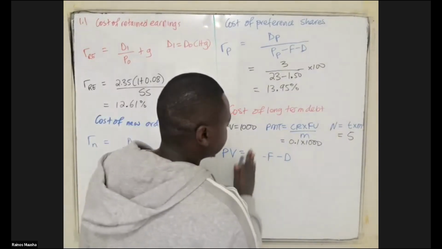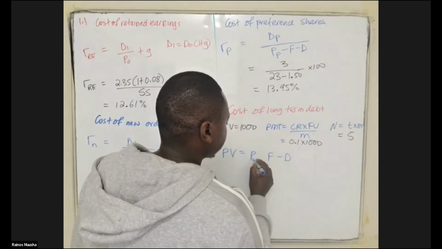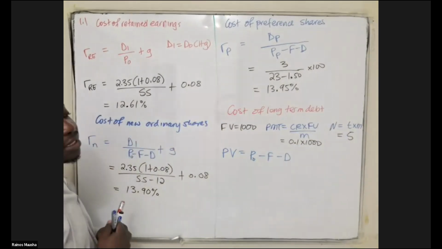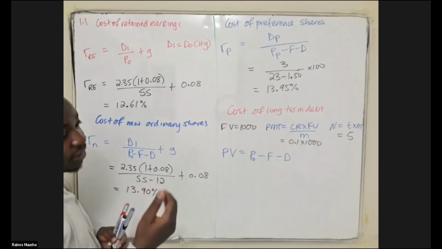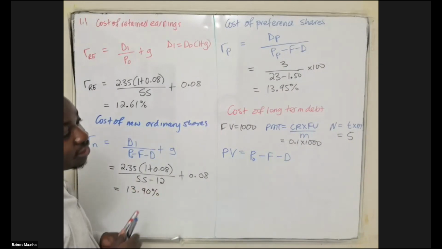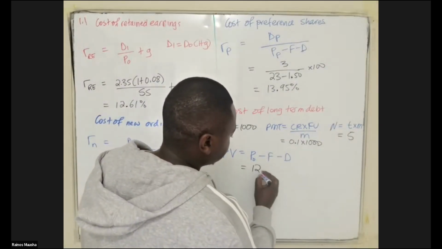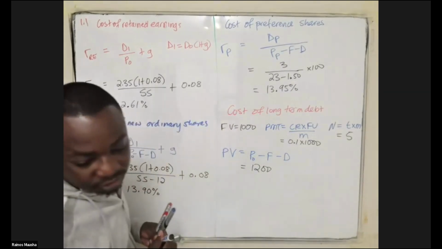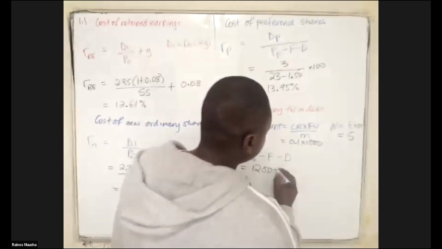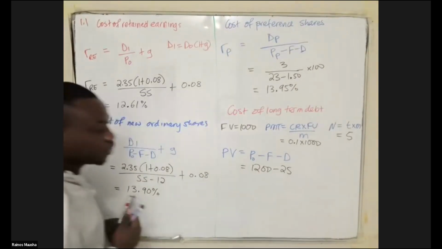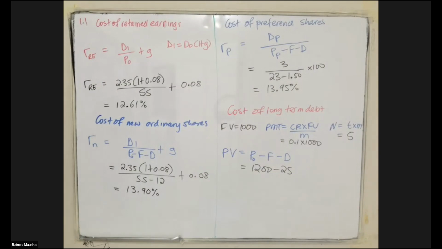Okay, the price of the bond, because they've already done the calculation for us. So it's going to be the price of the bond minus any flotation costs minus any discounts, because they've already made adjustments to the price of the bond as well. The price of the bond in this case is given as 1,200. Then they tell us that we're going to incur flotation costs of 25 Rand, so it's going to be minus 25. So it's going to be the price of the bond of 1,200 minus the flotation cost of 25 Rand. And they don't mention anything to do with discount, because remember, in this case, the bond is being issued at what? At a premium. So this gives us the present value of the bond.